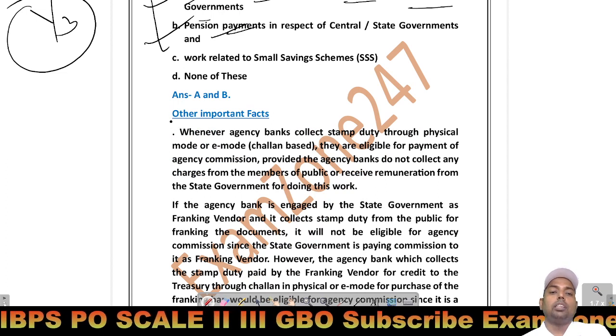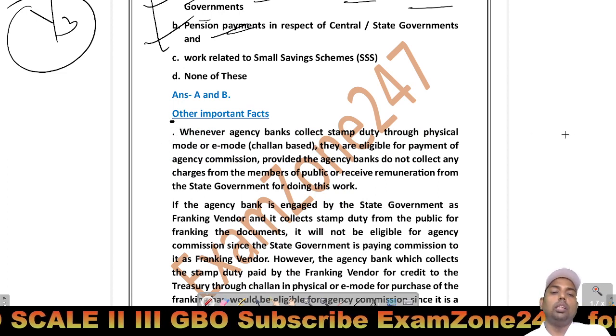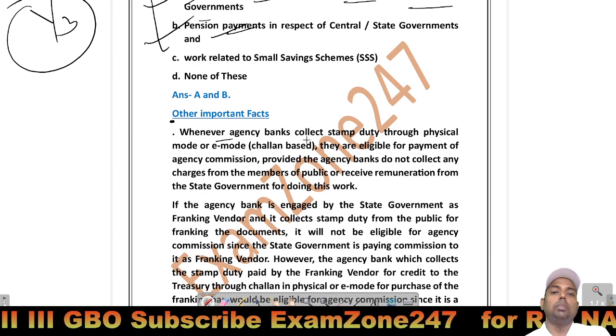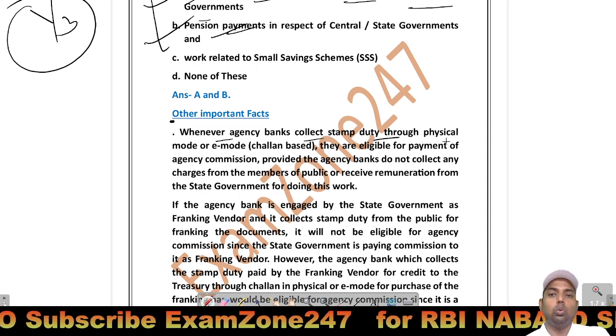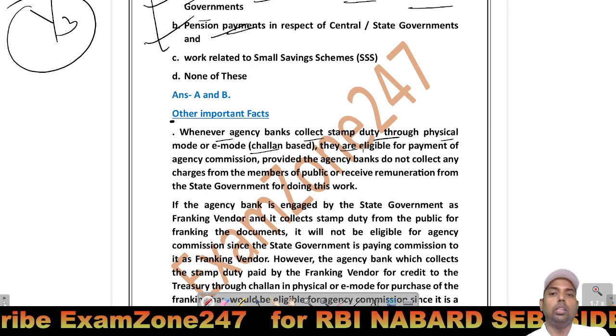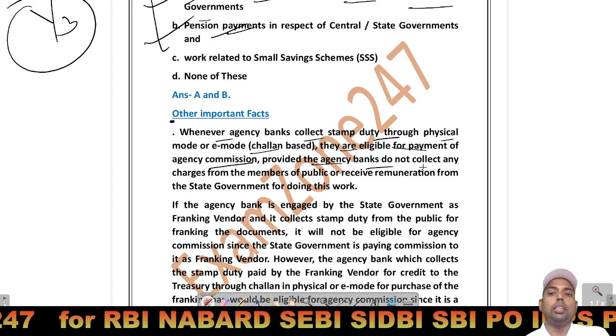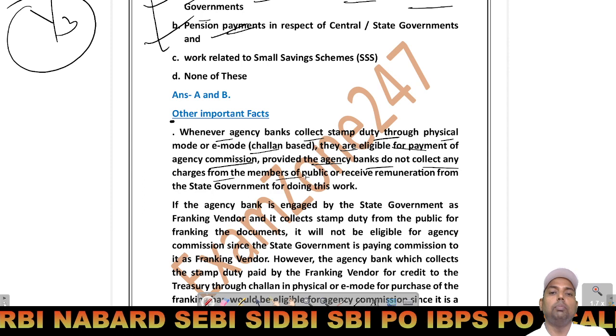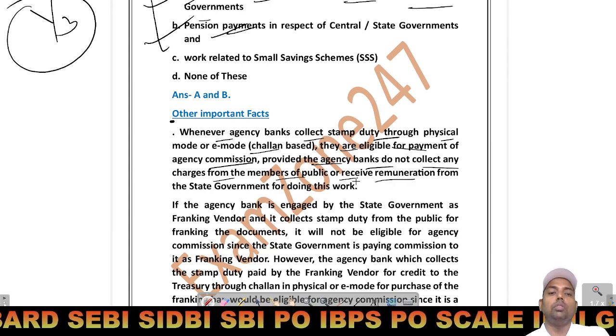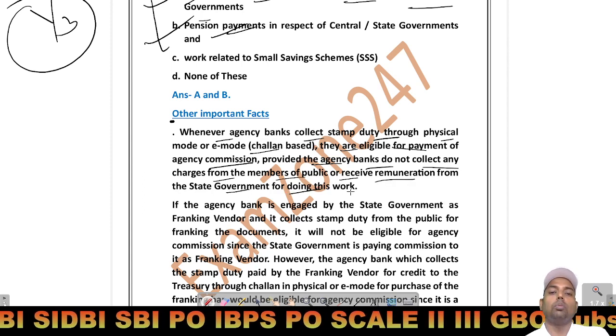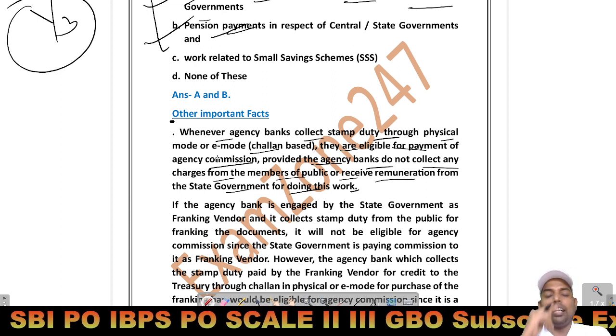Other important facts you will have to study through the PDF: whichever agency banks collect stamp duty through physical mode or e-mode are eligible for payment of agency commission, provided agency banks do not charge members of the public or receive remuneration from the government for doing this.